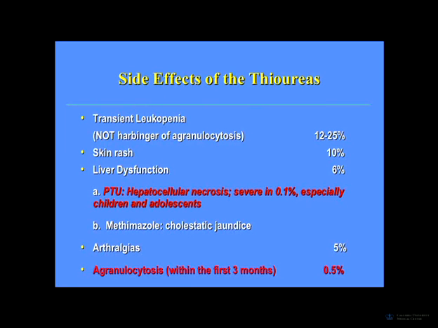Liver dysfunction, this is really very important. It happens in maybe 6%. Propylthiouracil, fairly recently, has been shown to cause hepatocellular necrosis, which is quite severe in about 0.1% of patients. And it especially happens in younger children and adolescents. This hepatocellular necrosis has led the FDA to issue what's called a black box warning.